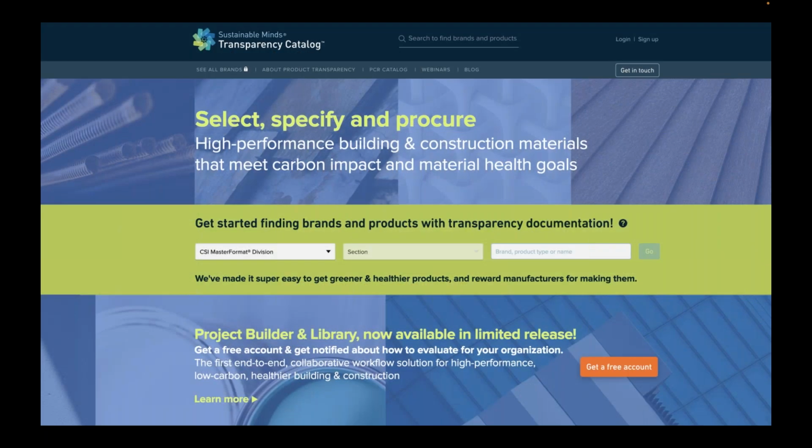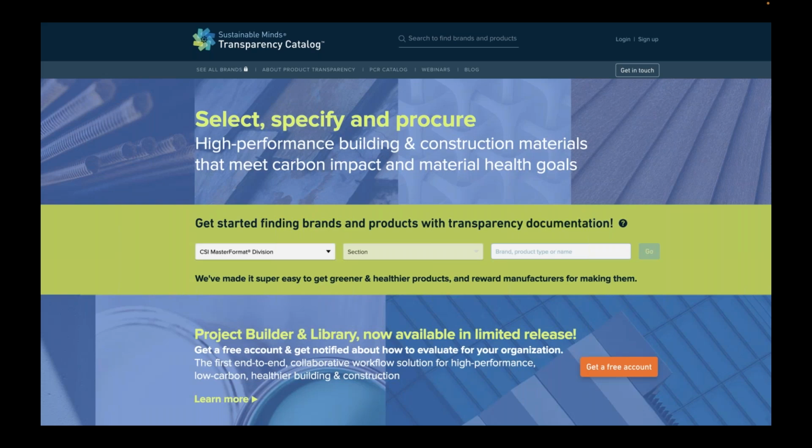Just very quickly, we launched the Transparency Catalog in 2016, thinking that there would be a market for people looking for high performance, meaning low embodied carbon, healthy materials, that there would be a market for people looking for those products, and we wanted to reward manufacturers who are actually going the distance to make lower carbon, healthier products.